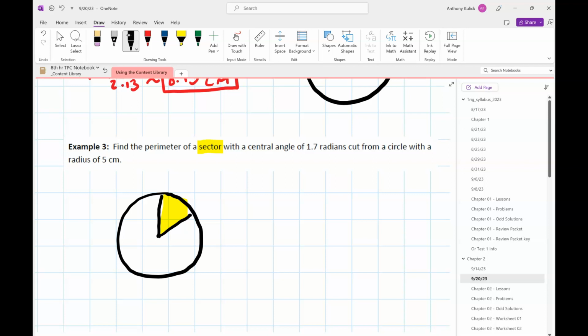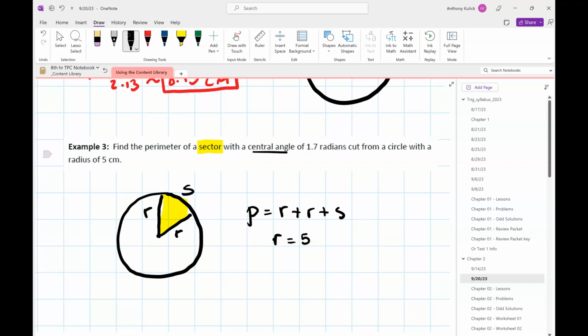What does perimeter mean? Just in your own words. The distance around, right? So that side is R because it's a radius. That side is R because it's radius. And that side is S because it's the arc length. So our perimeter here should be R plus S. Everybody feel okay with that? Well, we know what R is, right? That's just 5.